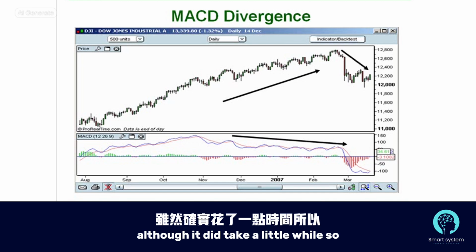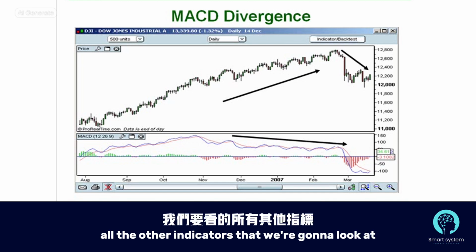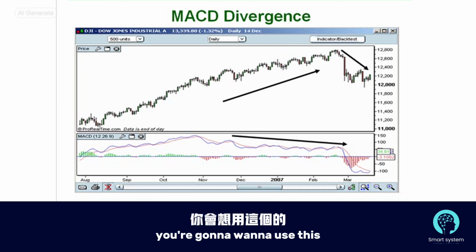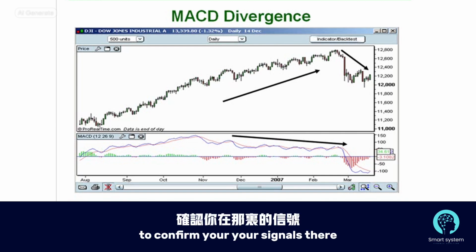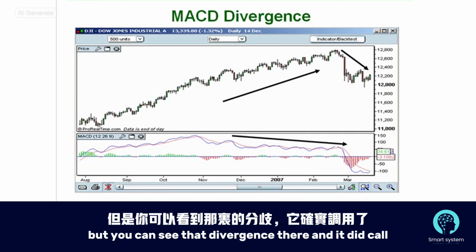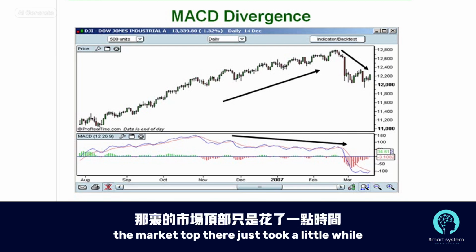Although it did take a little while. As with all the other indicators that we're going to look at, you're going to want to use this in conjunction with some of the things that we've learned so far to confirm your signals. But you can see that divergence there, and it did call the market top there, it just took a little while.